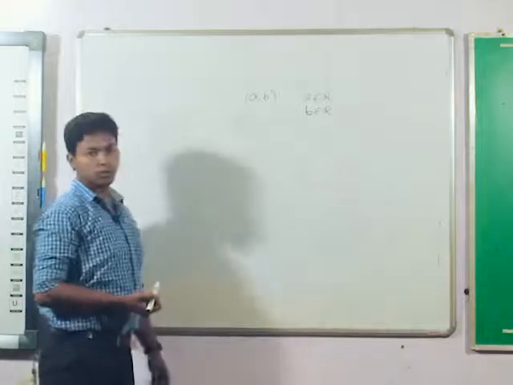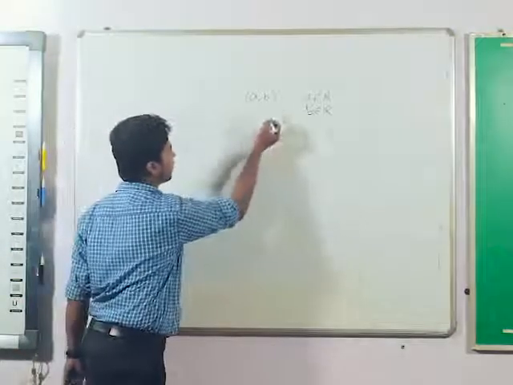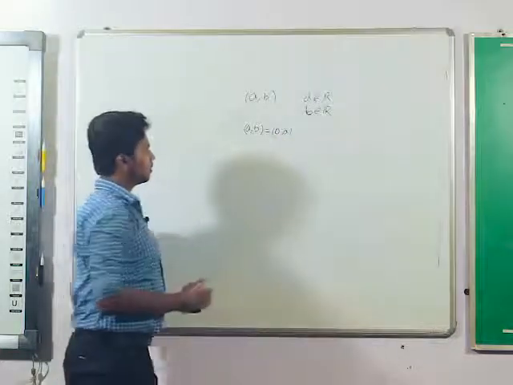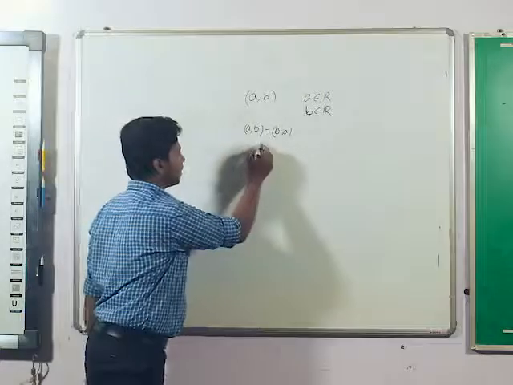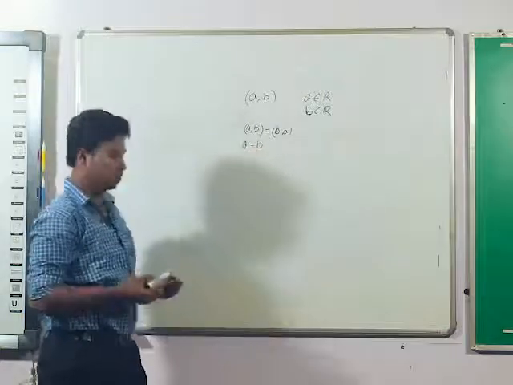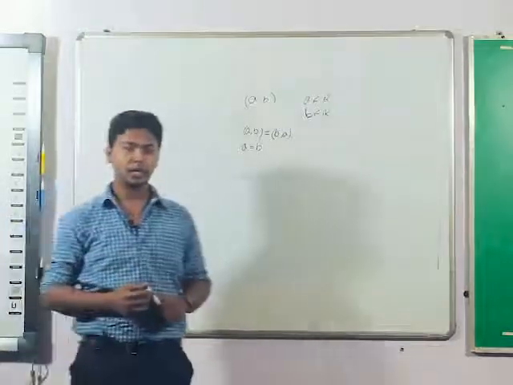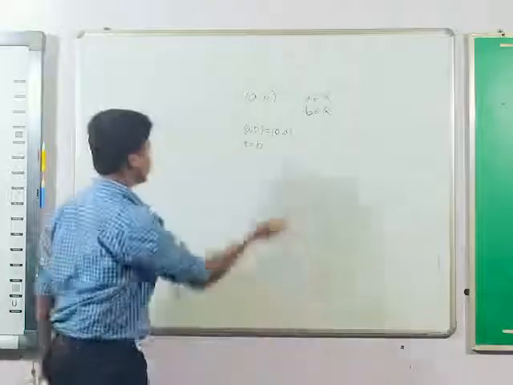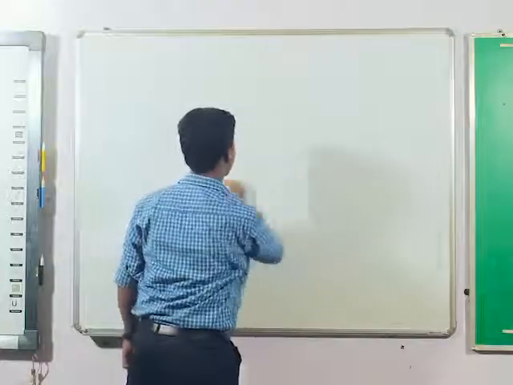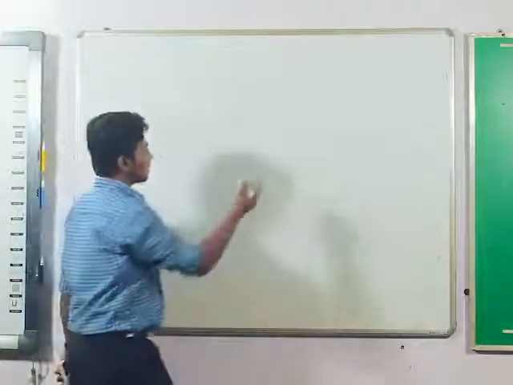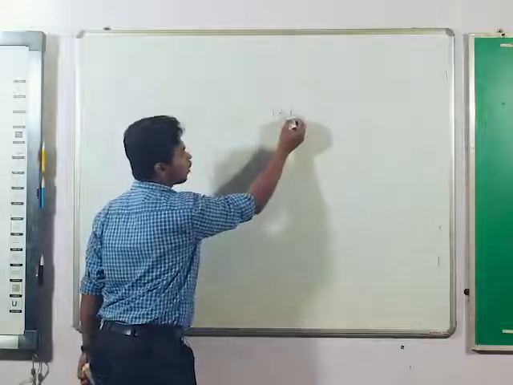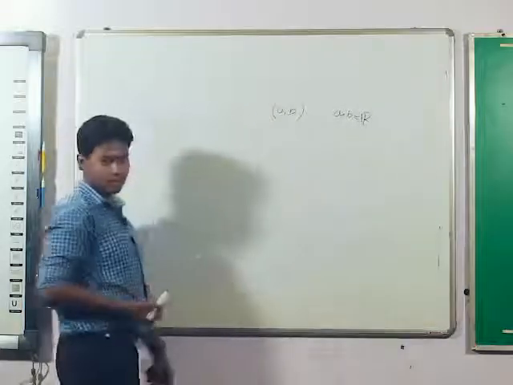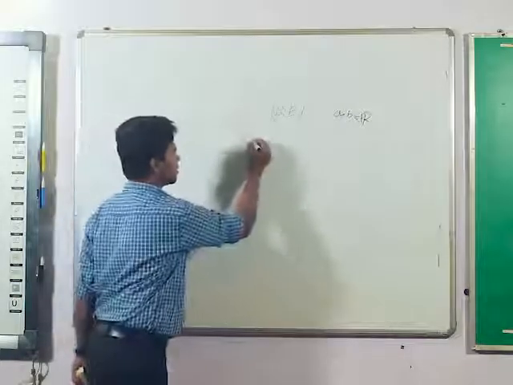Now, ordered pair means that (a, b) is not equal to (b, a), unless a equals b. So any ordered pair of real numbers we call a complex number. Such a set of ordered pairs (a, b), where a, b belong to R, we consider the set of complex numbers, that is C.